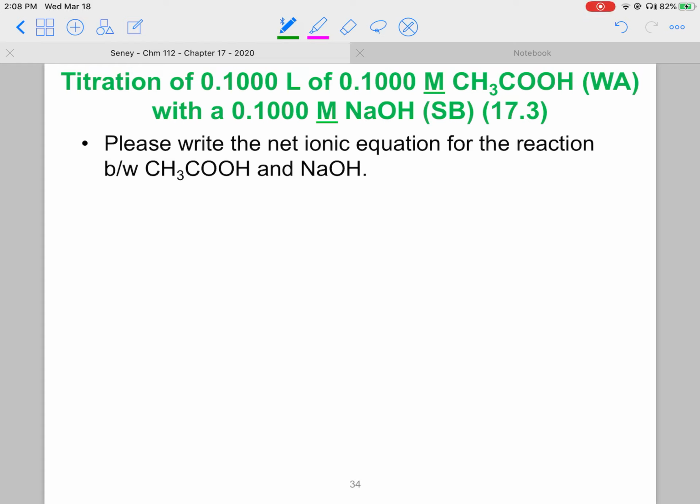All right, so right now we're going to start talking about titrations and how to find the equivalence point and mathematically what that looks like when we don't have the graph or we have to generate the graph from data. And so for this one, we have the titration of 0.1 liter of 0.1 molar acetic acid with 0.1 molar sodium hydroxide.